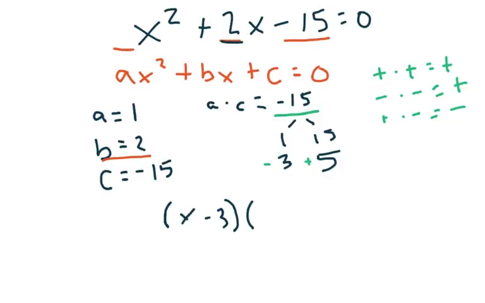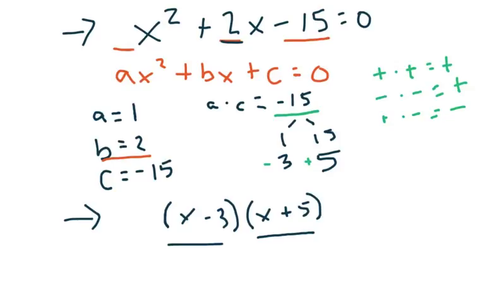Write our positive 5 next to an x. X plus 5. Got it. Those are our factors. So we just went from our standard form to our factored form, where one of the factors is x minus 3, the other factor is x plus 5.